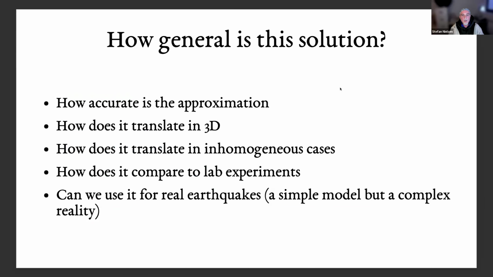So because this is derived for a very simple case, how can we generalize this? How accurate is it? How can we translate it in 3D? And how can it translate in complex cases with inhomogeneous distribution of parameters? How does it compare to lab experiments? And most of all, can we use it for real earthquakes?